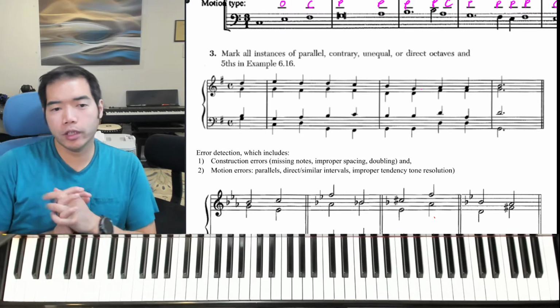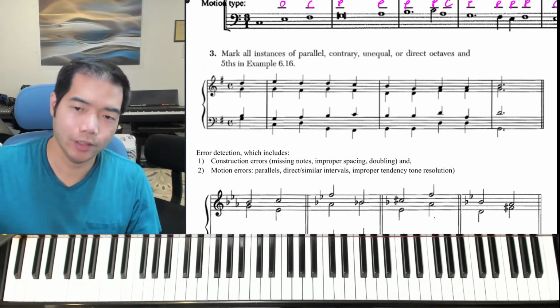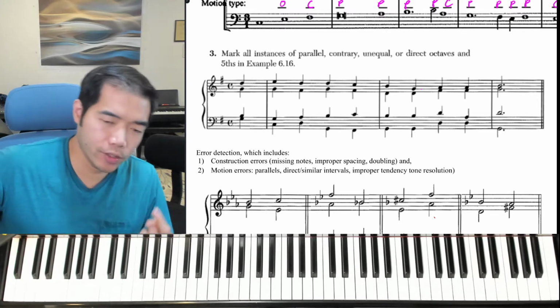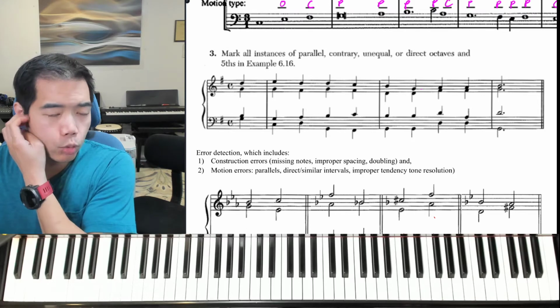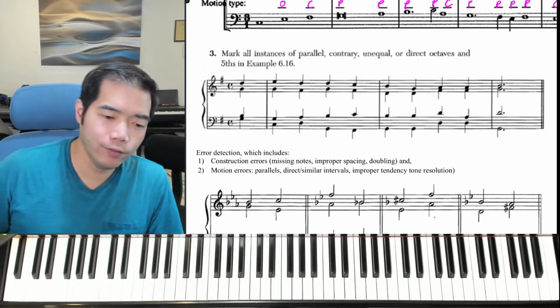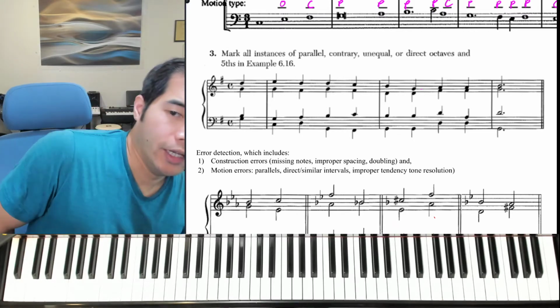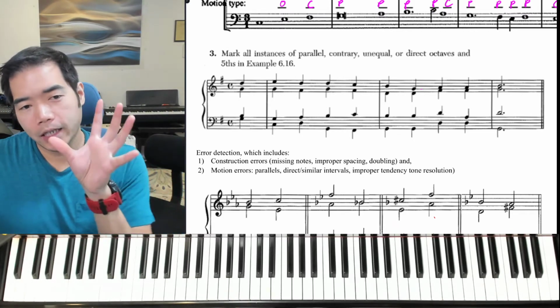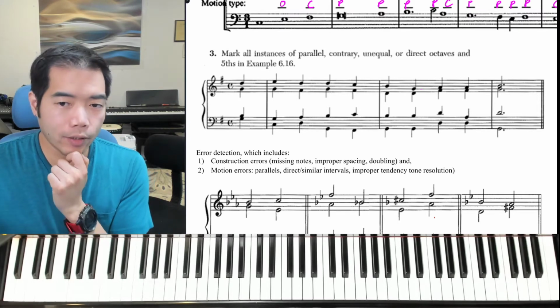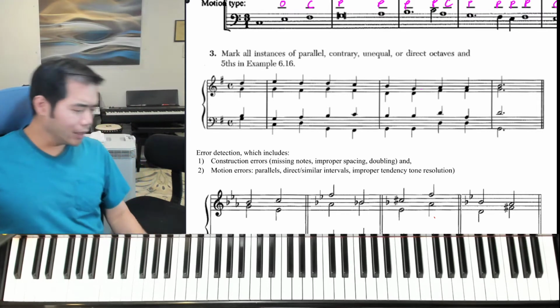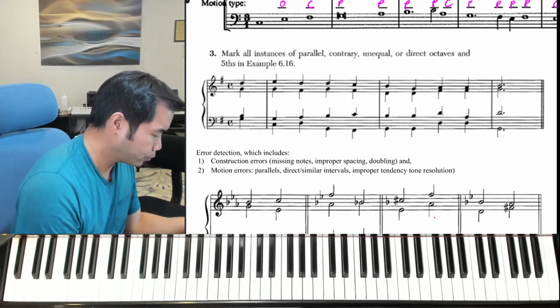In the last video, we talked about part writing errors, introduced parallel fifths and octaves and unisons, unequal fifths, and we talked about hidden fifths and octaves, consecutive contrary fifths and octaves. So now we're going to actually apply this in some of our assignments. Let's take a look at this example.